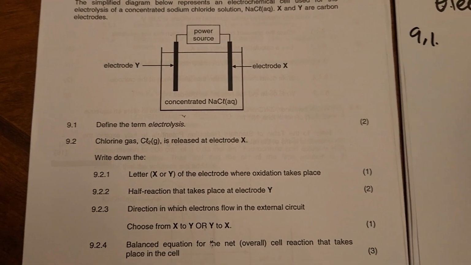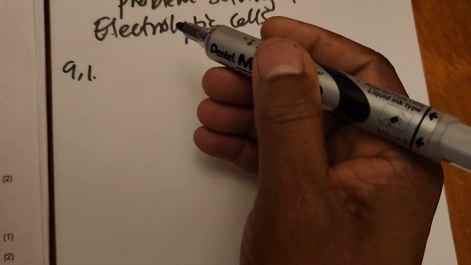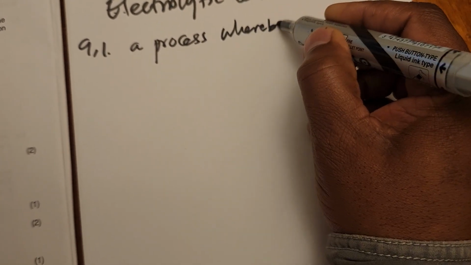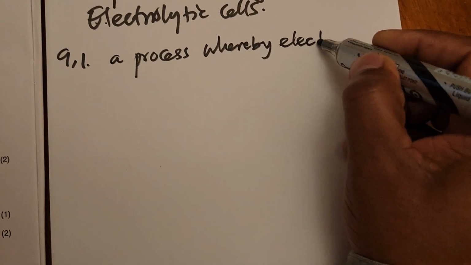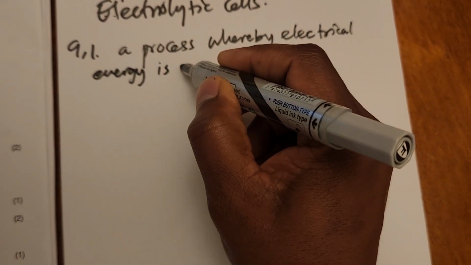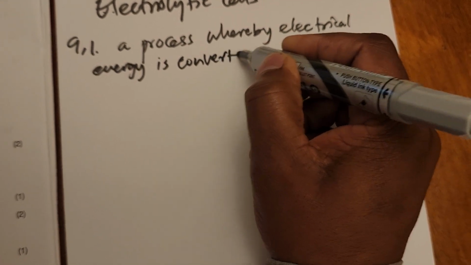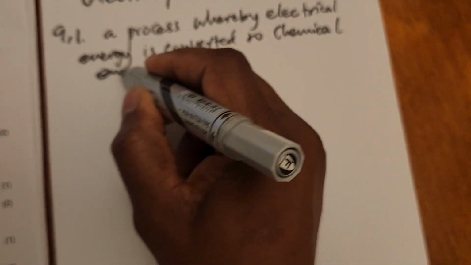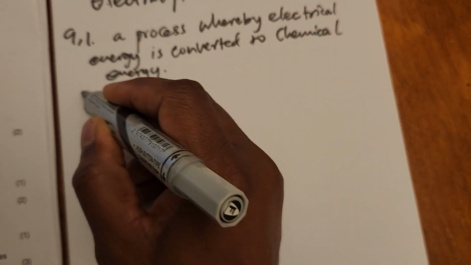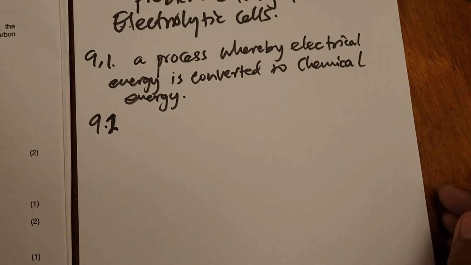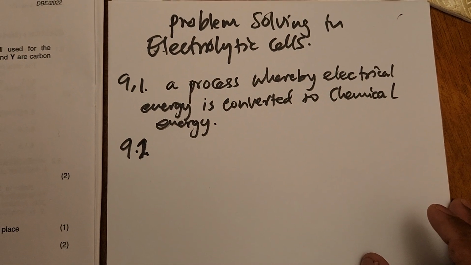We know that electrolysis, by definition from the examination guideline, is a process whereby electrical energy is converted to chemical energy. So that is the definition. A process whereby a chemical reaction occurs as a result of electrical injection.